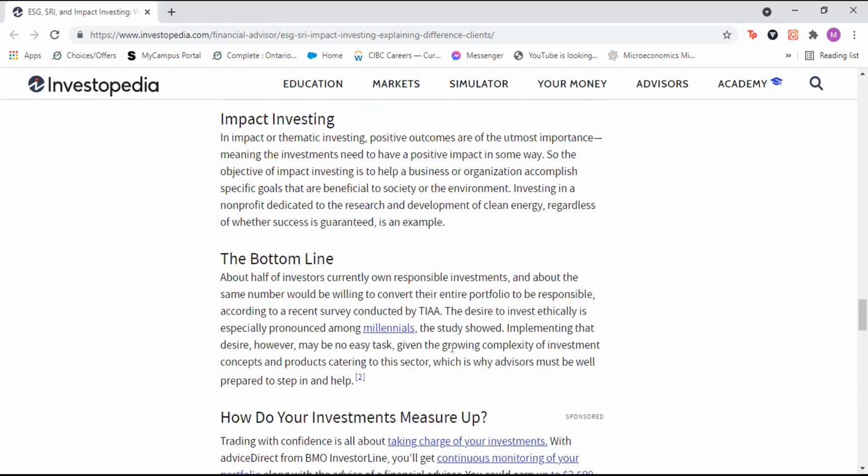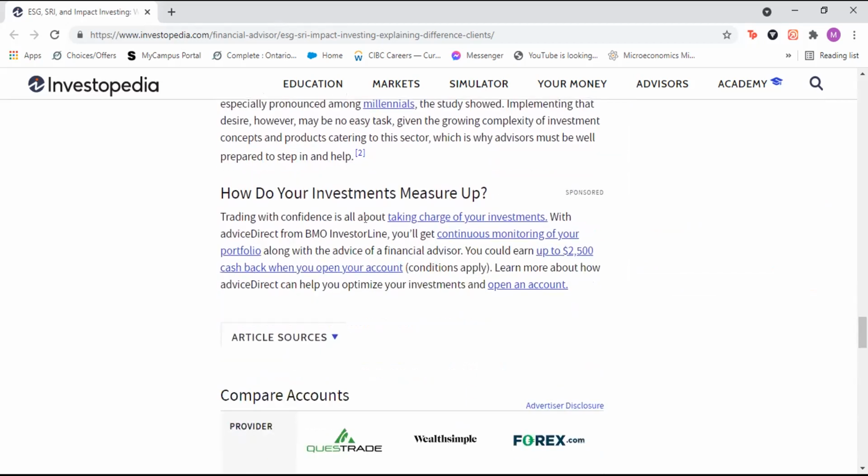Impact investing is focused on positive impacts in some way. So they're very important these days in investing. You need to be focused on the society as a whole instead of just making money. So yeah.